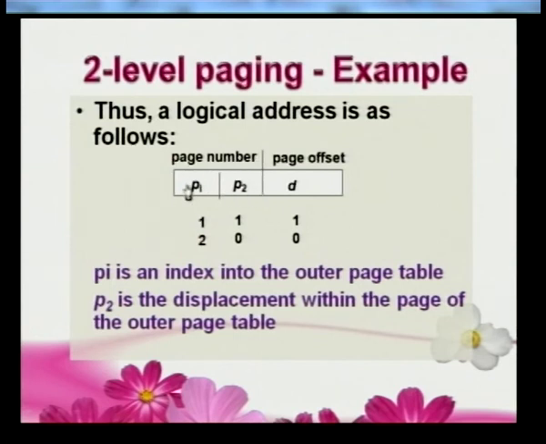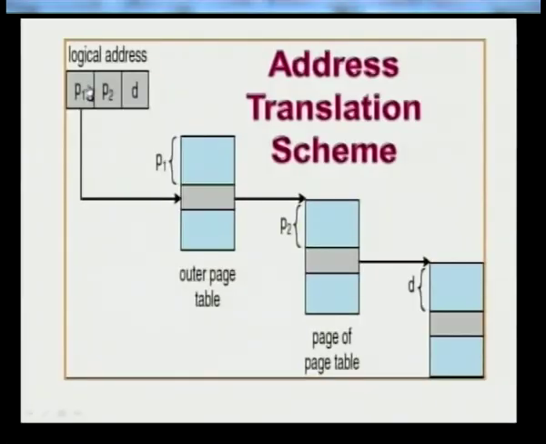Here the page number is divided into P1 and P2. P1 is an index to the outer page table and P2 is the displacement within the page of the outer page table. This is how the address translation in a two-level paging scheme would work. Here is the logical address: P1, P2 and D, with P1 and P2 corresponding to the page number.